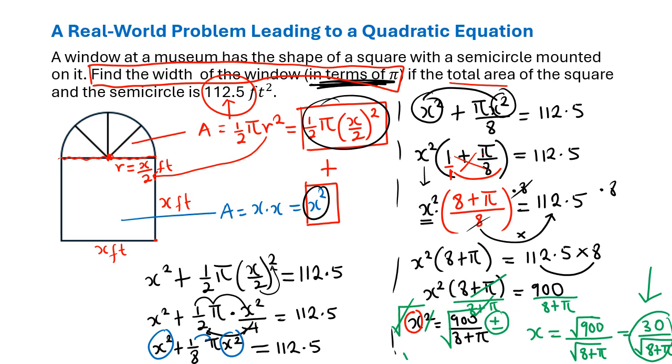Okay, so the width will be equal to 30 over the square root of 8 plus pi, all of that in feet.